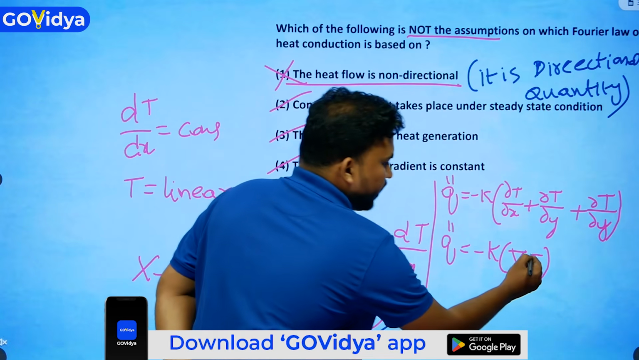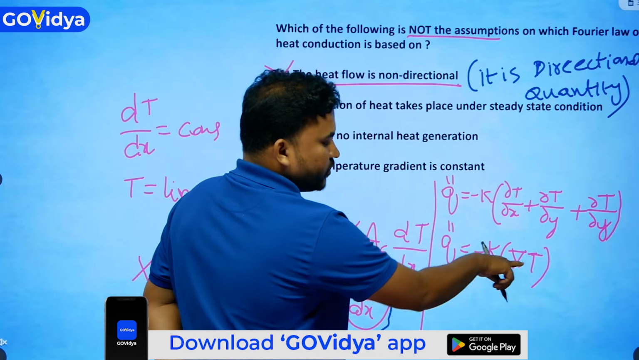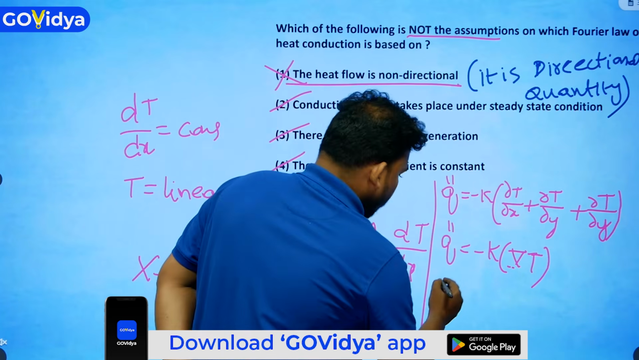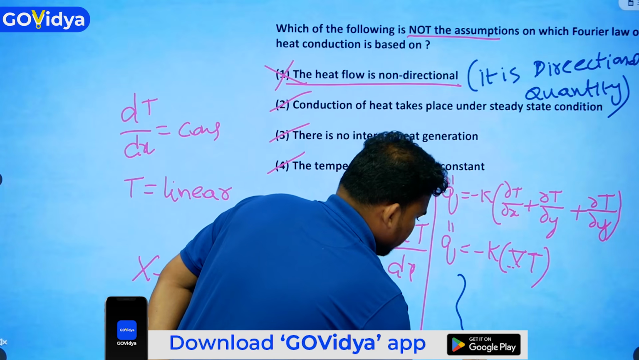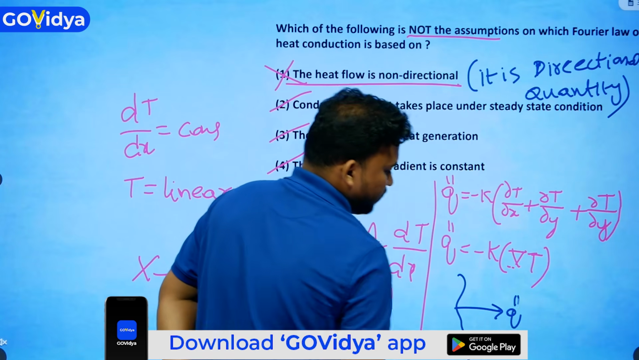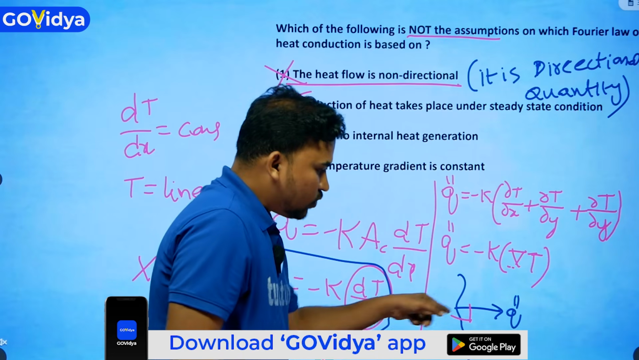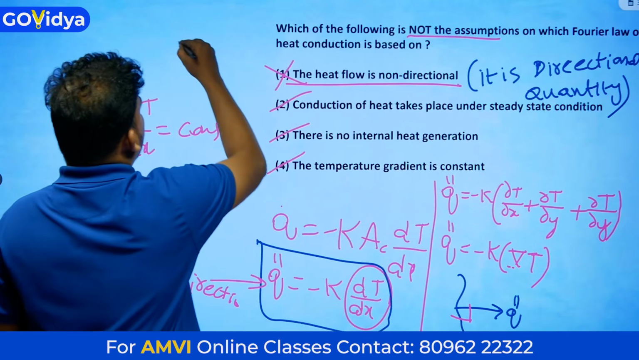It is a gradient, del operator. This is a del operator. So I can write the product of minus k times the del operator times T. So if I take any isothermal surface, the heat transfer will be normal to this surface, right? My heat flux is like this. So this is a direction. It is actually showing the direction, right? So it is a directional quantity. So option 1 is the correct answer for this one.